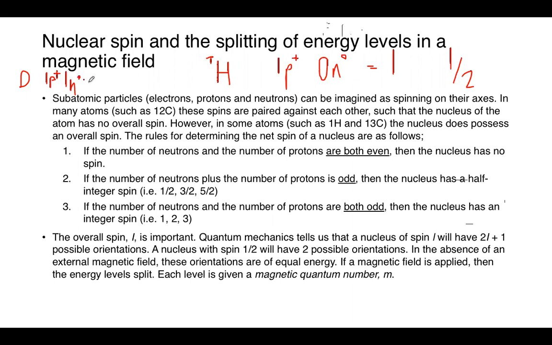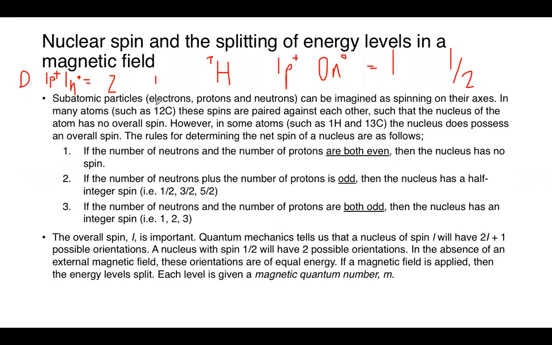So deuterium is an isotope of hydrogen. It would have 1 plus 1 equal to 2, so an even number total, but the proton number is odd and the neutron number is odd. Since they're both odd, the nucleus has an integer spin, and it's going to be a value of 1 for the spin. So the overall spin I is important.